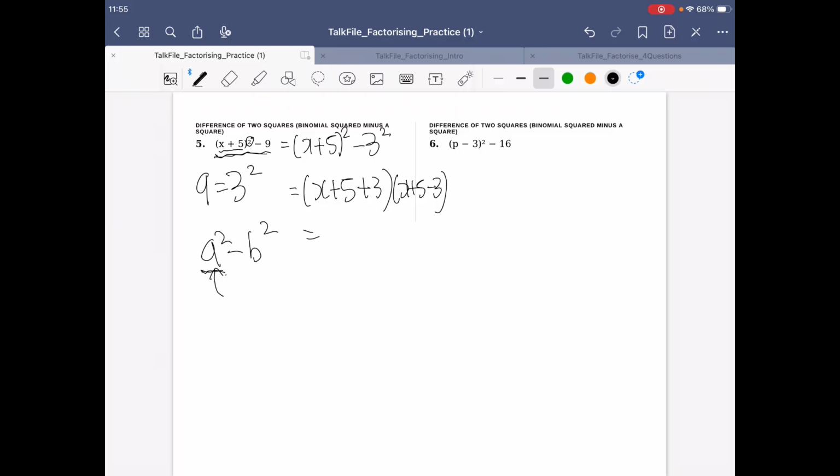So now you can simplify a little bit further. x plus 8 and x plus 2. Yeah, pretty much the same. p minus 3, and 16 is 4 squared. So p minus 3 plus 4 and p minus 3 minus 4.